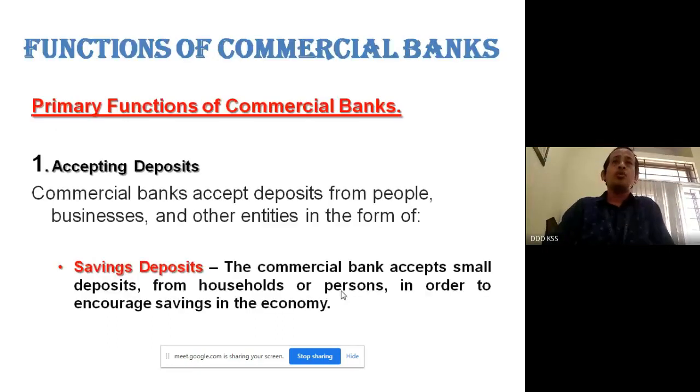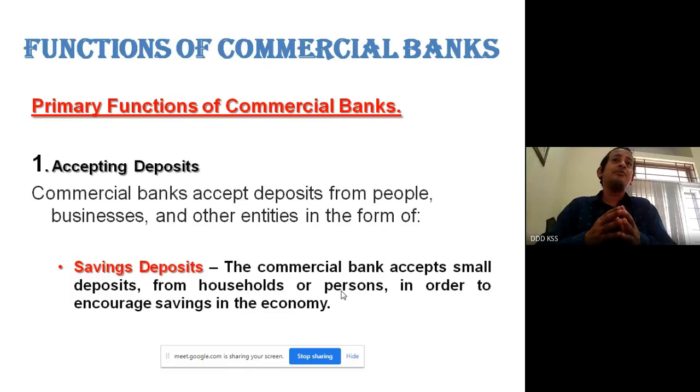Next, we'll discuss the function of commercial bank in detail. Now in the function of commercial bank, there are basically broadly two types of function of commercial bank: primary functions of commercial banks and secondary functions of commercial bank. What I said, I am repeating. Broadly, we can say these are primary functions of commercial bank and secondary functions of commercial banks.